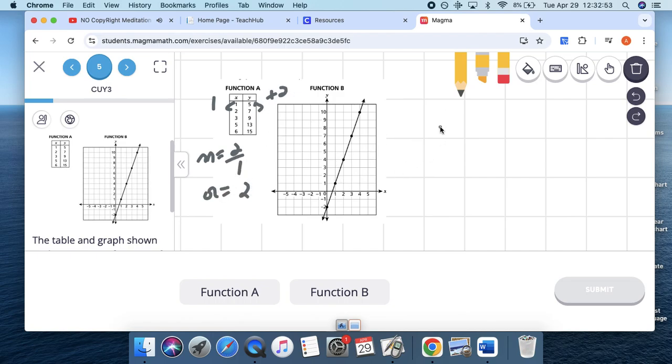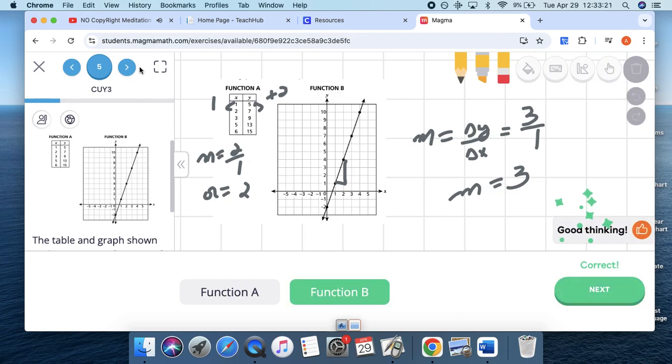For function B, we're going to take any 2 points and look at the change in y values. Slope is change in y values over change in x values. From 4 to 1 is 3, and from 1 to 2 is just 1. So the slope is positive 3. Which one has the greater slope? It'd be function B.